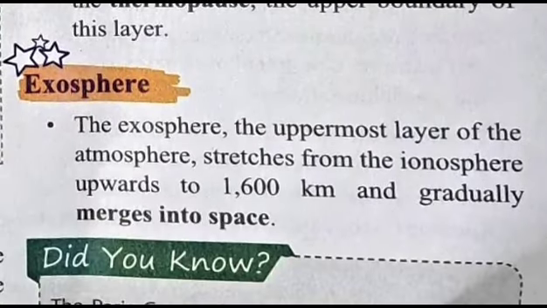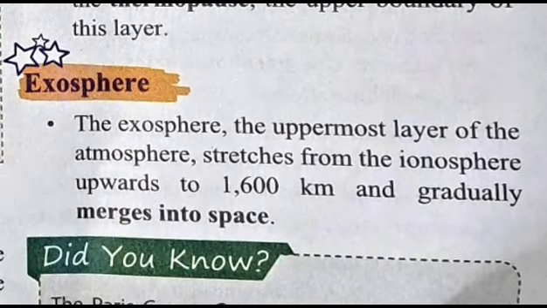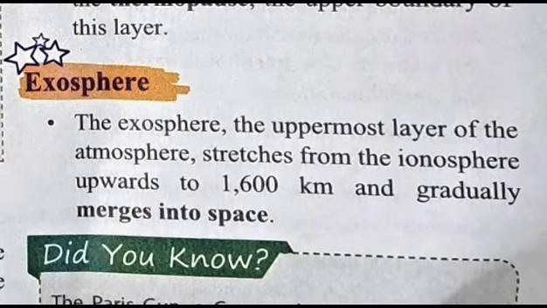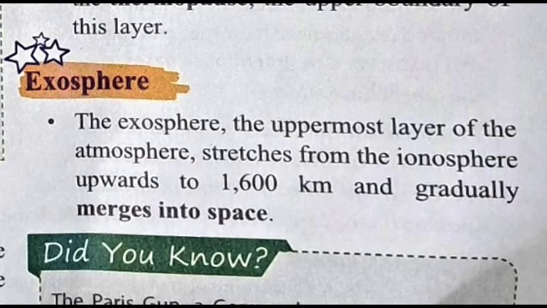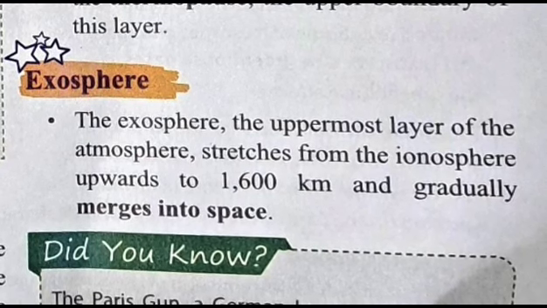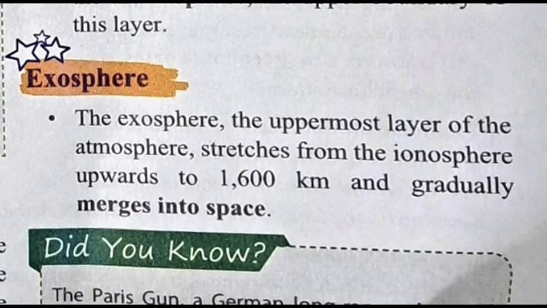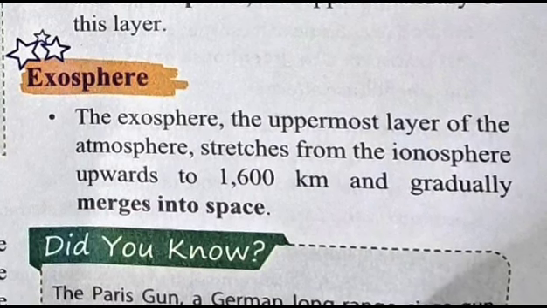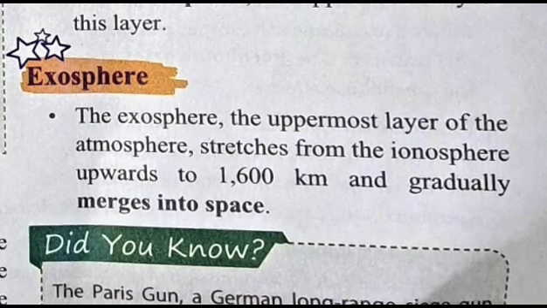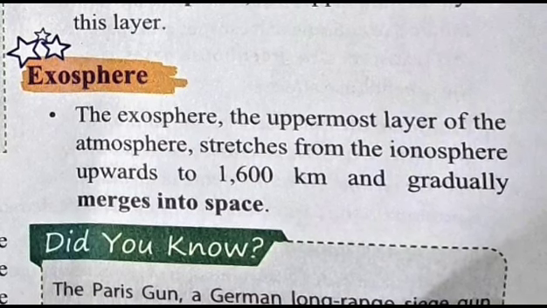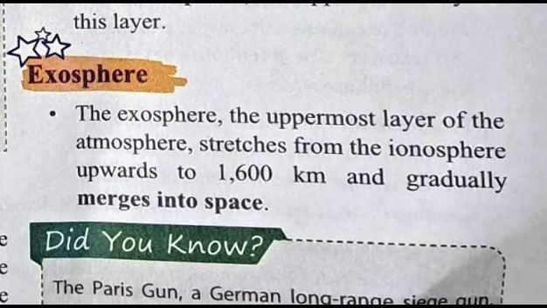And last is exosphere. The outermost layer of Earth's atmosphere extends from the thermosphere upward. It is mainly composed of hydrogen and helium. These gases are extremely rare and may float out into outer space from here.